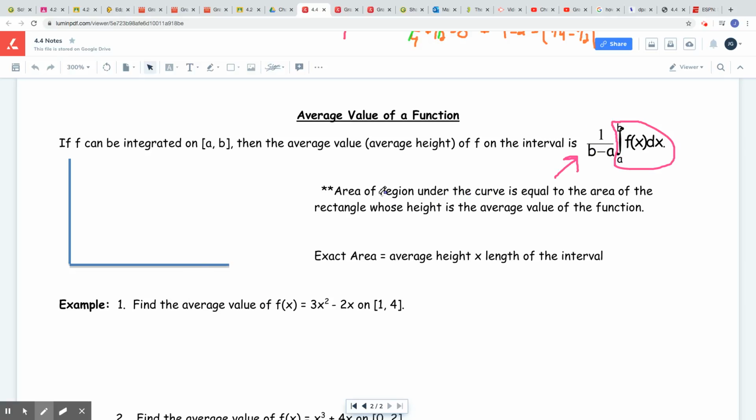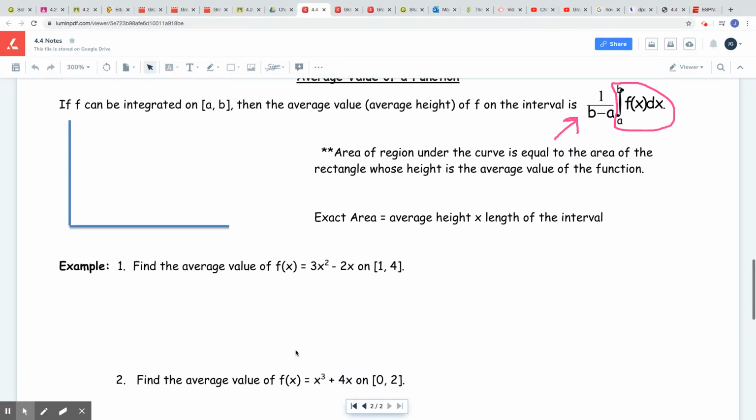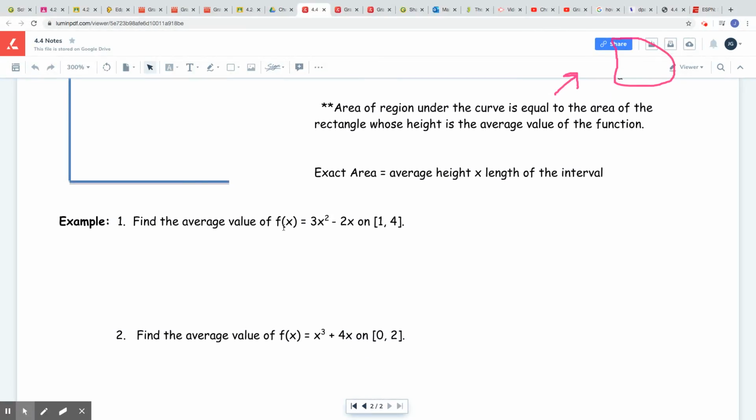So the area of the region under the curve is equal to the area of the rectangle whose height is the average value. So you're taking the average height. That's all you're doing. Now, if we look at this example, find the average value of f of x equals 3x squared minus 2x on the interval from 1 to 4. What we are really doing is taking the integral from 1 to 4 of 3x squared minus 2x. This is what we just did on the previous problems.